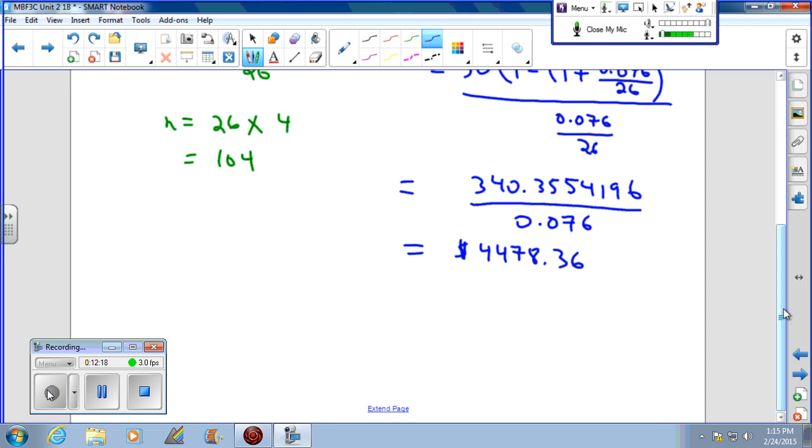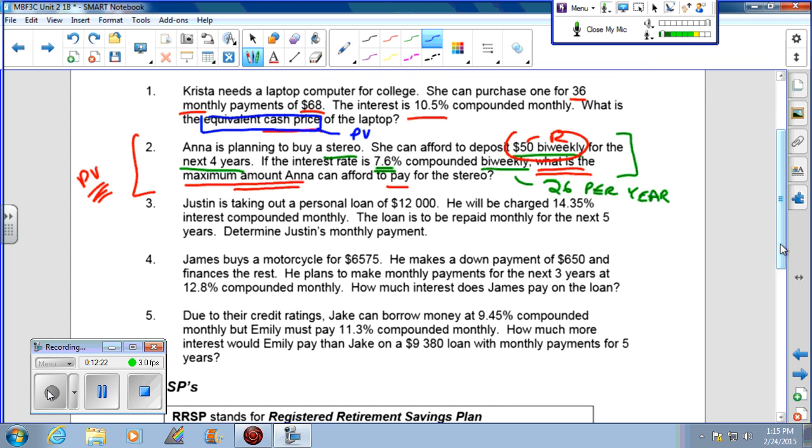Let's take a look at some of the other ones. I'll leave you to do the rest of them. I think number 3 looked pretty straightforward. It doesn't look too bad. Question 4 looks like they have a down payment. So what are you going to do about that down payment? How does that change the initial value of the loan? Okay. You've got to work through that.